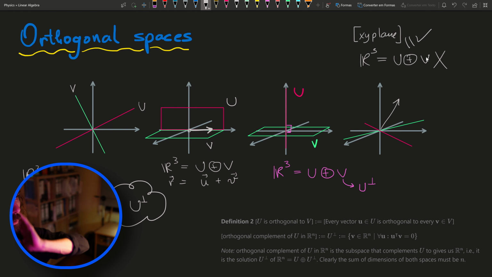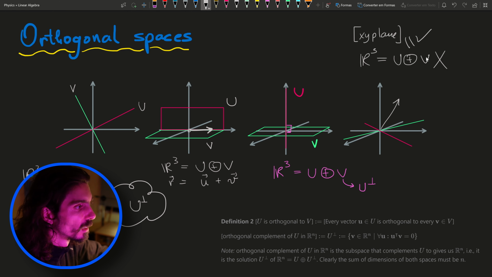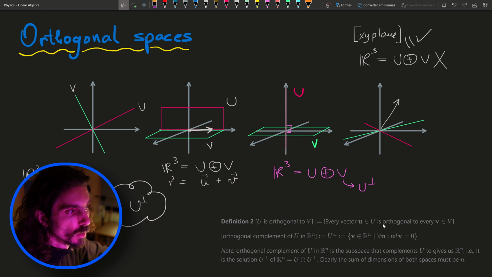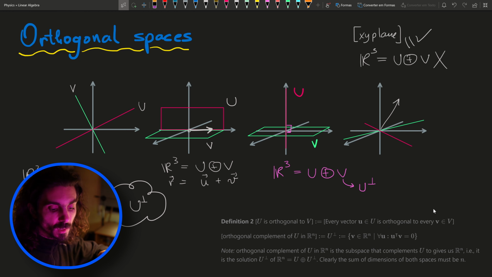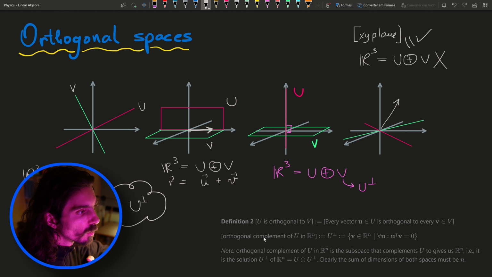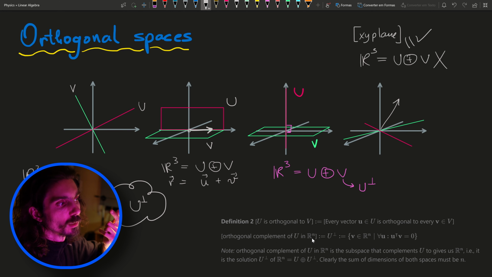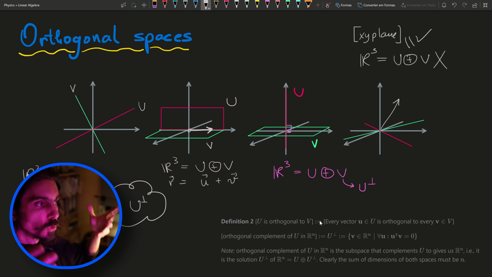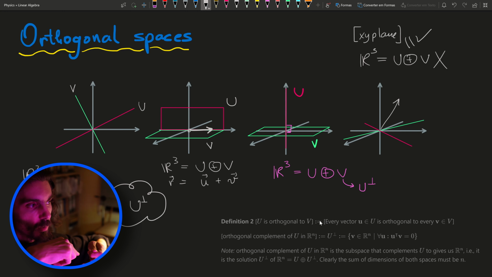Well, all these examples essentially motivate us for this very important definition. U being orthogonal to V means the same thing as every vector in U is orthogonal to every vector in V. And orthogonal means the dot product is 0. That's it. Orthogonal complement of U with respect to Rn. Again, Rn is the whole thing.